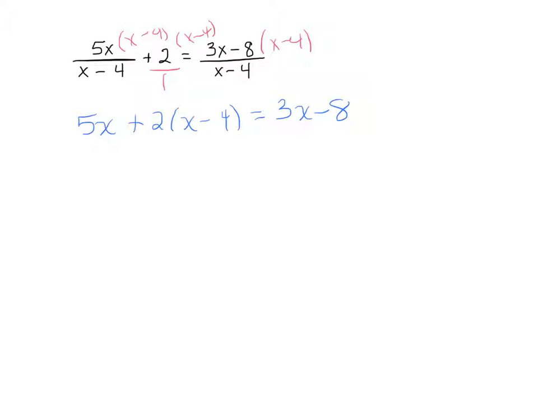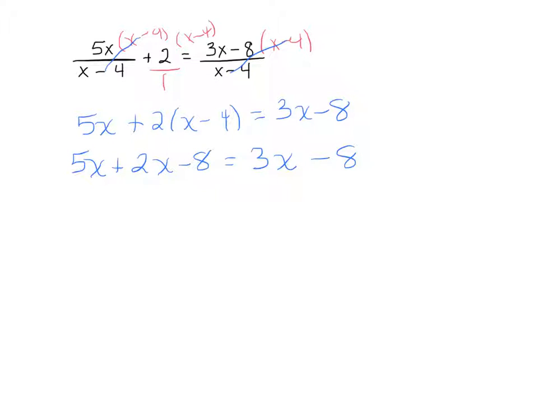In the first term, the x minus 4's cancel out, so you just have 5x. In the second, they don't cancel, so you have 2 times x minus 4. And then in the third one, they cancel again, so 3x minus 8. So expand and simplify. 5x plus 2x minus 8 equals 3x minus 8.